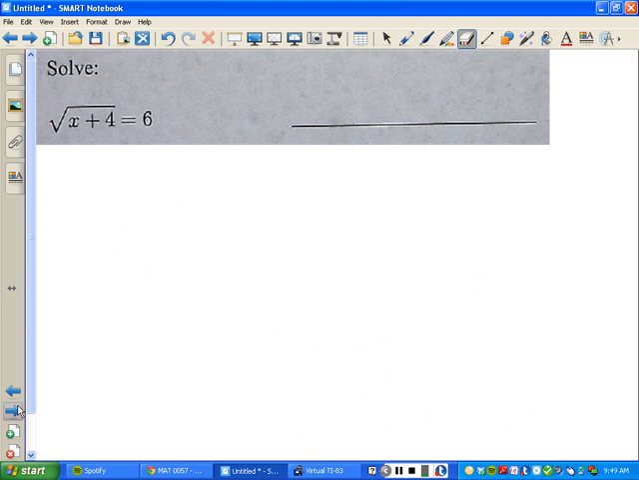Square root of x plus 4 equals 6. Who's got an answer? I haven't even talked to y'all about how to do that yet, but who's got an answer? Clarissa? And how did you get that? She said the answer was x equals 32, and 32 plus 4 is 36, and the square root of 36 is 6.